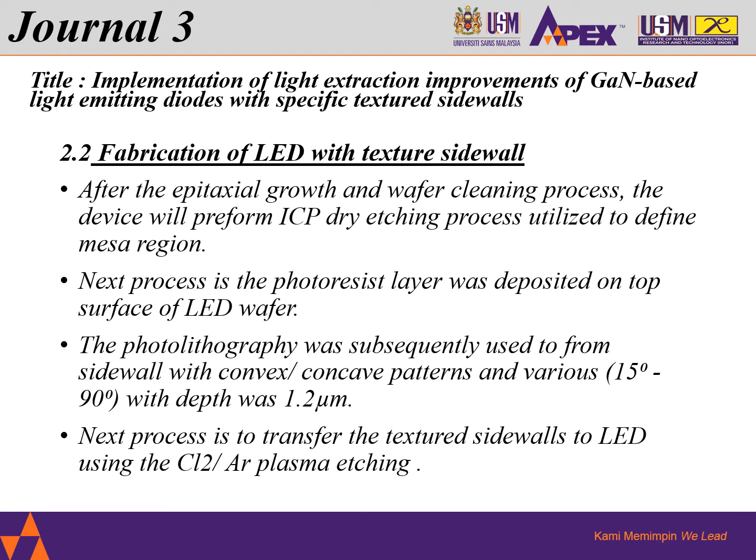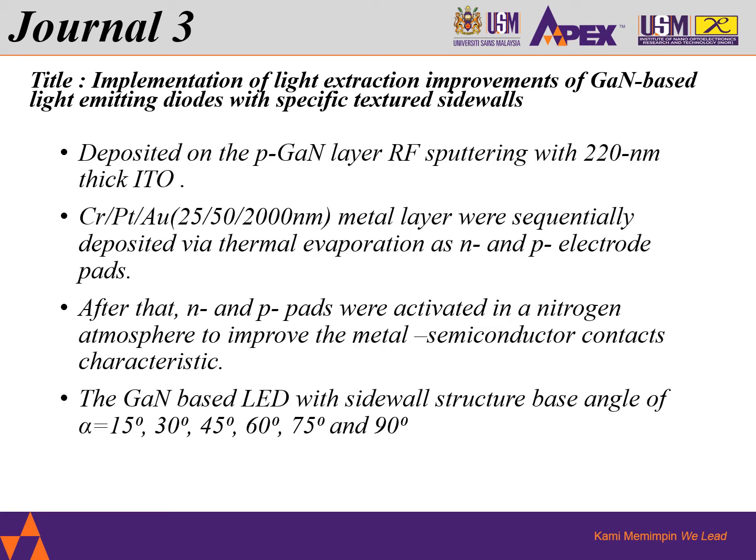The next process, the photolithography, will be used sequentially to form the side wall with a concave or convex pattern and also a variable angle from 50 degrees to 90 degrees, with a depth of 1.2 micrometer. The next process is to transfer all the side wall structures to the LED using argon plasma etching. The next process, deposition of the p-GaN layer using RF sputtering with 220 micrometer thickness.